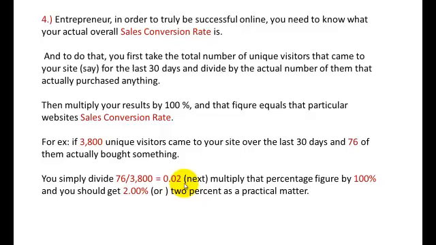This is how you market and sound like a professional. And that's what you're after, obviously.